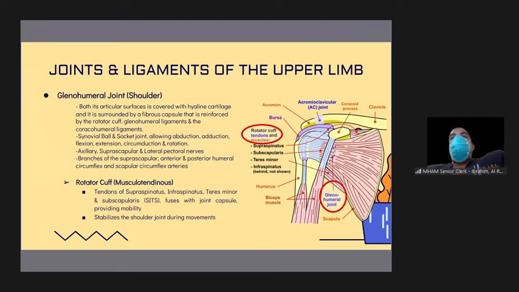This joint may be subjected to dislocation if there is injury, either an inferior or anterior type of dislocation, which stretches the fibrous capsule, avulses the deep cavity or the glenoid labrum, and may injure the axillary nerve.